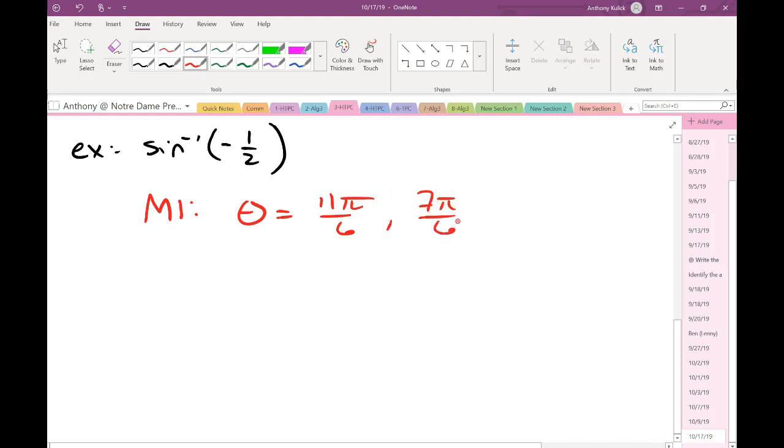What's the problem here? Neither of these are actually inside of our range, right? They're both bigger than half a pi. You guys agree with that?